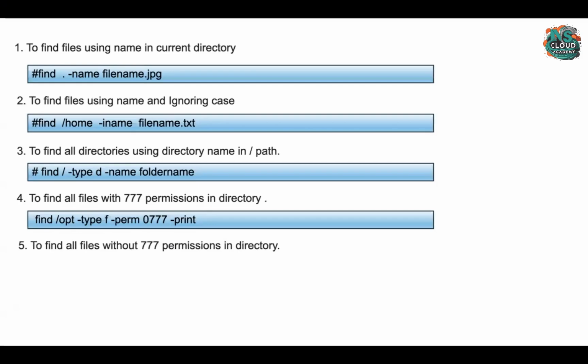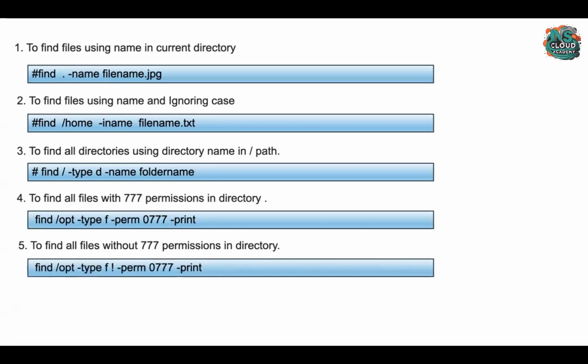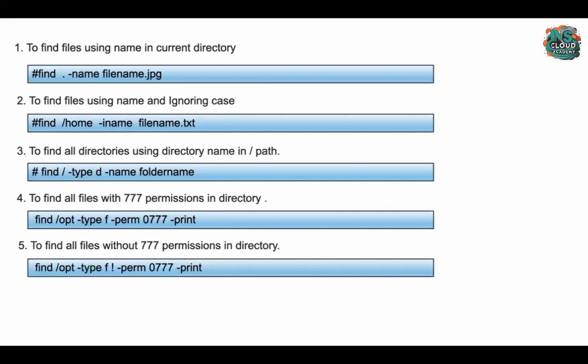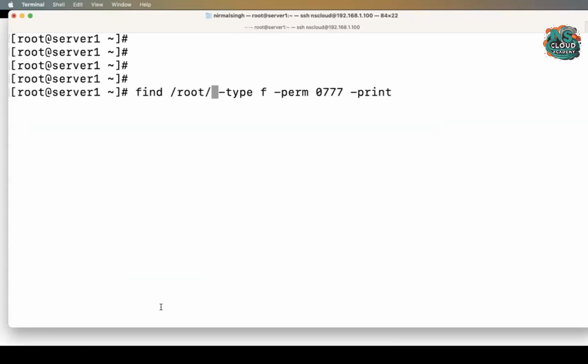Okay. So next is to find all files without 777 permission in a directory. In the same thing, let's suppose you have defined the folder name opt, or just root, whatever path you want to give, you can give it. And then you have to define the type. Let's suppose you wanted to find files which don't have the same permission. So in that case you use type here.